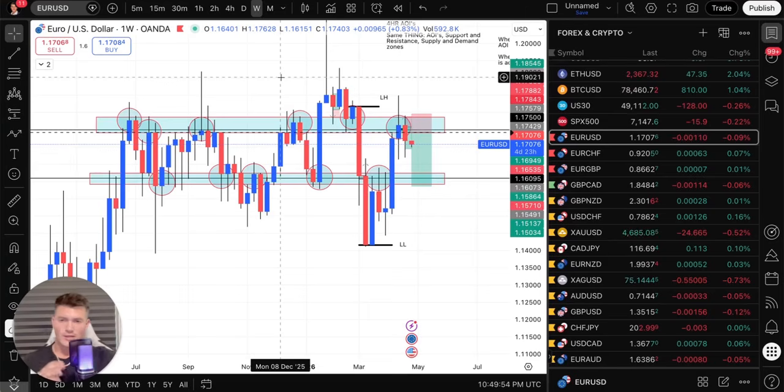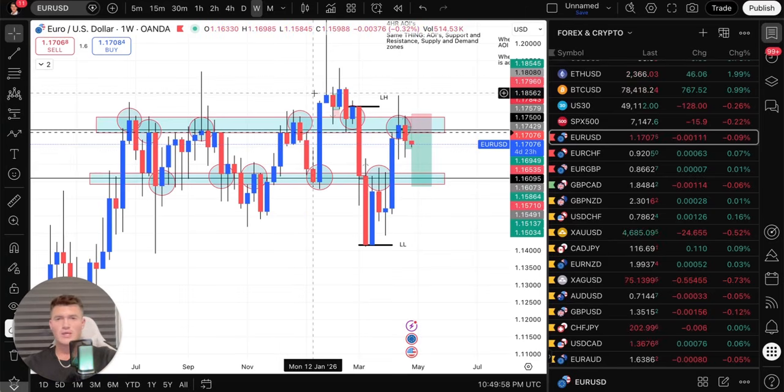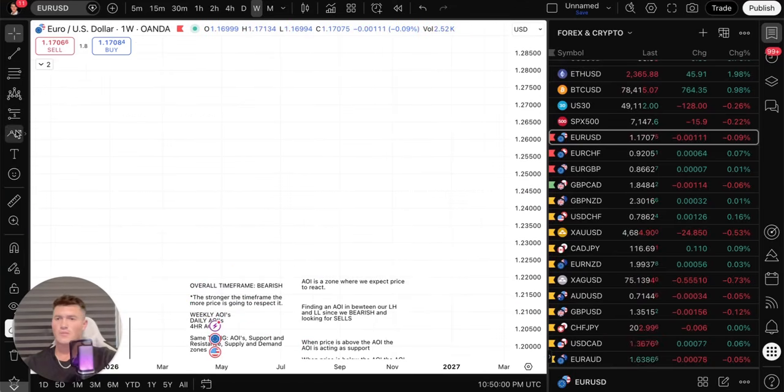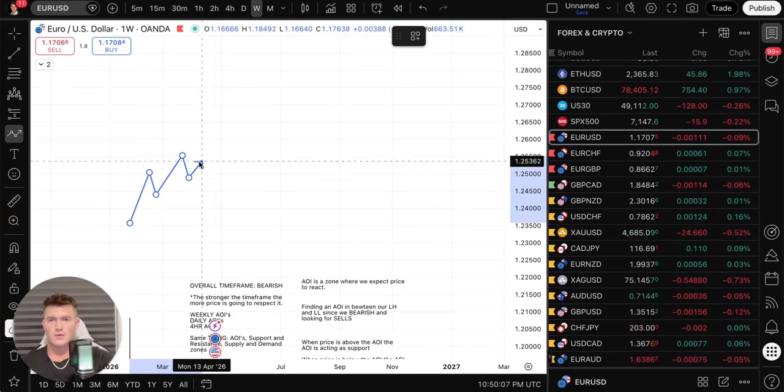Since we kind of looked at the charts a little bit and found our area of interest in the charts, let's go up here, and I'm going to create a little line chart here so that we can create a little area of interest.